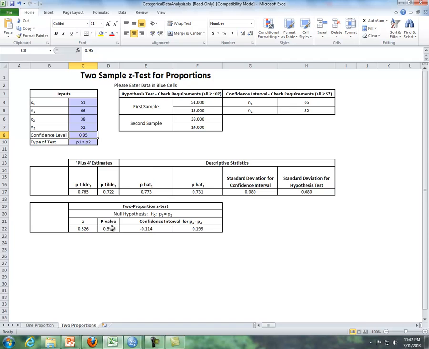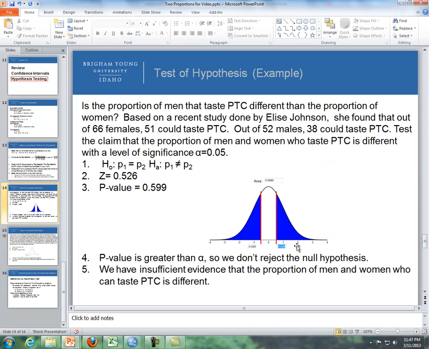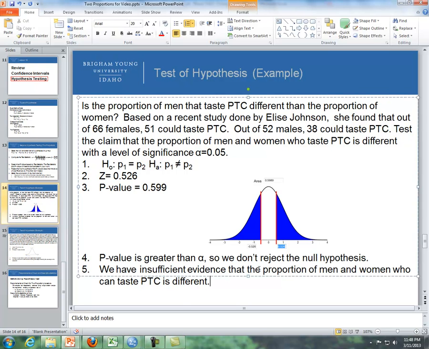Now, we can label the test statistic and shade using the applet. Here's a representation of the applet, where if we put in 0.526 down below and press enter, and then we shade on both sides, this represents our test statistic in the distribution of a sample proportion, and the shaded area would be the p-value. Since the p-value is greater than alpha in this case, we do not reject the null hypothesis. So we have insufficient evidence that the proportion of men and women who can taste PTC is different.